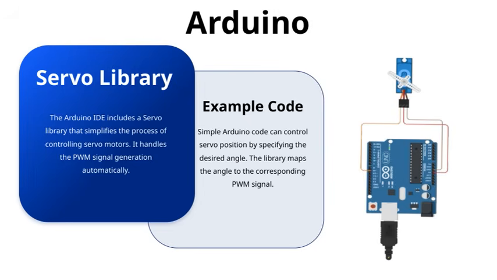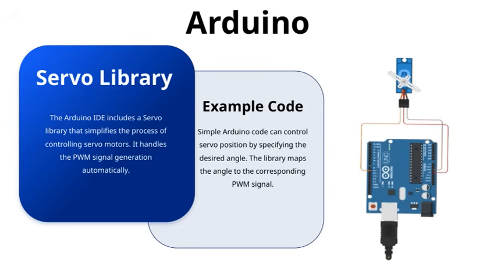What's really neat is that with just a few lines of simple code, you can control the position of a servo by specifying an angle. The library takes care of translating that angle into the appropriate PWM signal, so you don't have to do that math yourself. This mapping process is quite efficient and makes programming servos more accessible, especially for beginners.